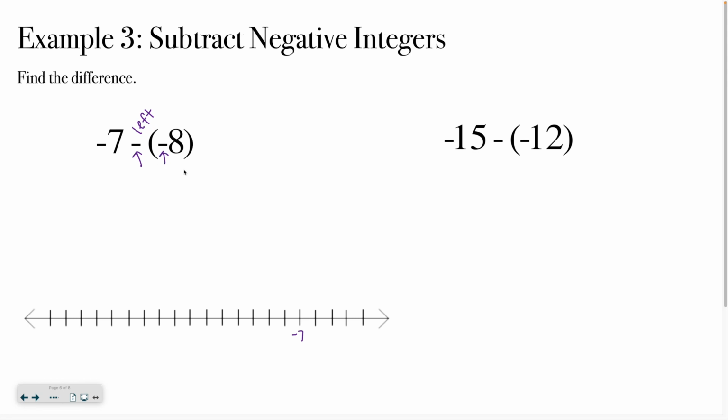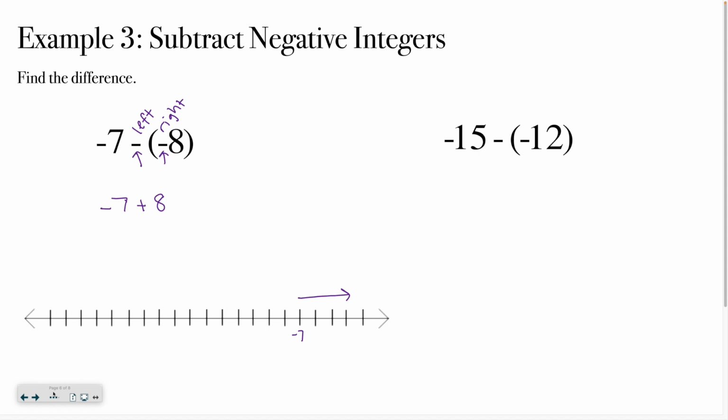But then if you have a second subtraction symbol, that means that you have to change directions again. So instead of going left, now we're going to go to the right 8. So I would take this -7, and instead of going this direction for 8, I would go this direction for 8. So another way of writing it is -7 plus 8.